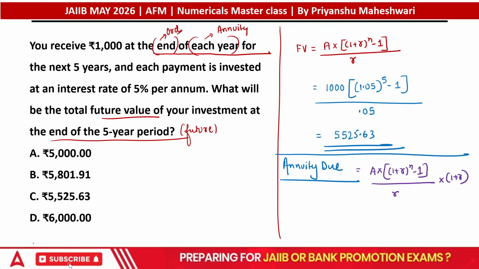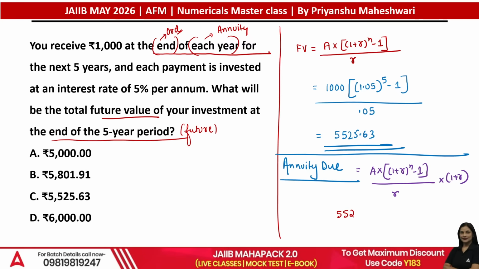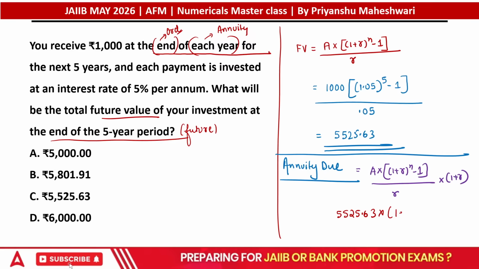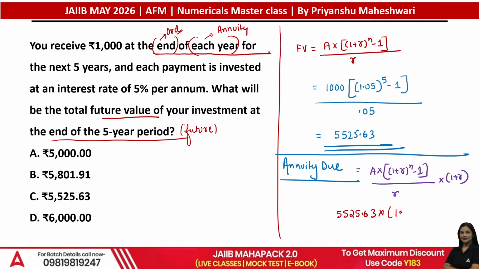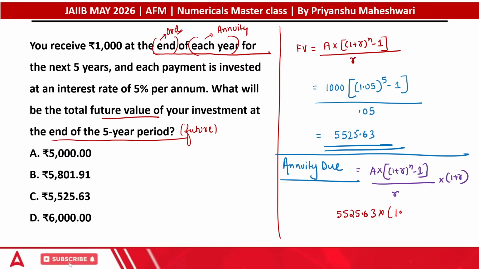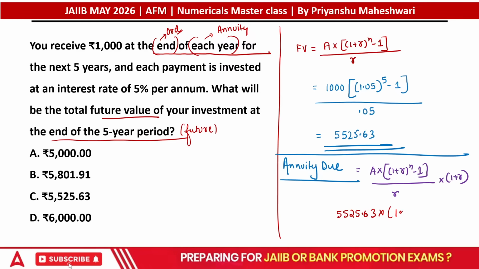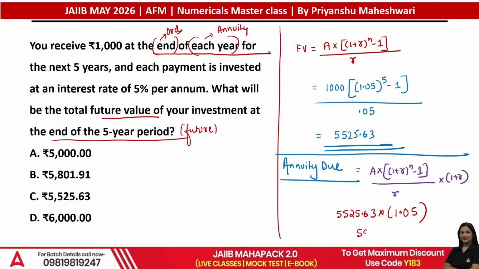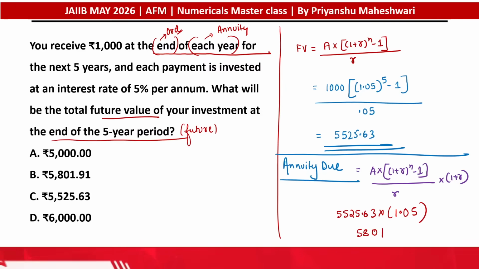Now, I think the values are the same. If this was the question, 5525.63 into 1.05, what is the rate of interest? 1.05. So, our answer would come as 5801.